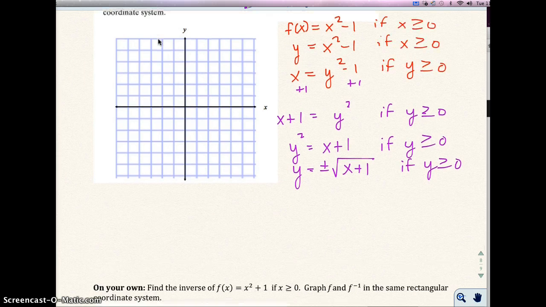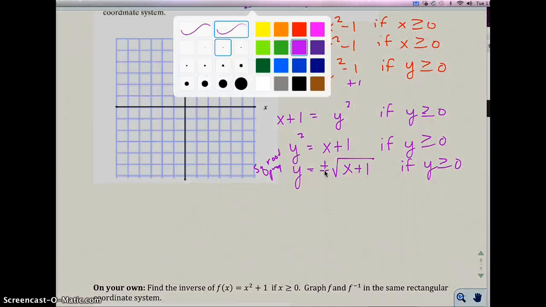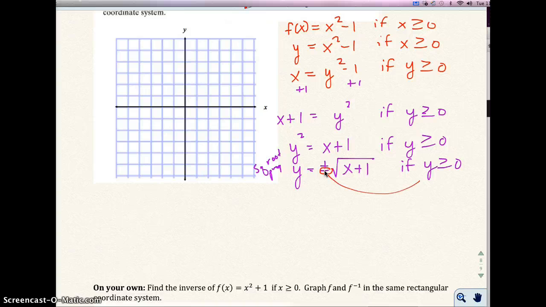Okay, so I solved for y, and now be careful here. I did the square root property, and here I get y equals plus or minus the square root of x plus 1. But here it's saying if y is greater than or equal to 0. So y has to be positive. So I'm going to disregard the negative, because y has to be greater than or equal to 0. So my inverse is going to be the square root of x plus 1. Okay. So that's the inverse.